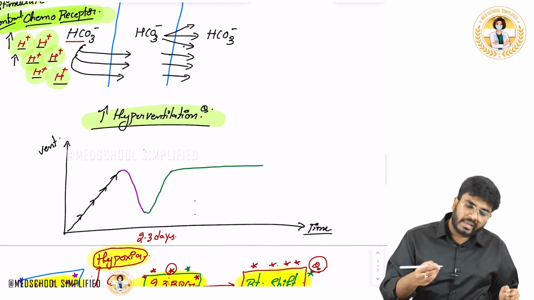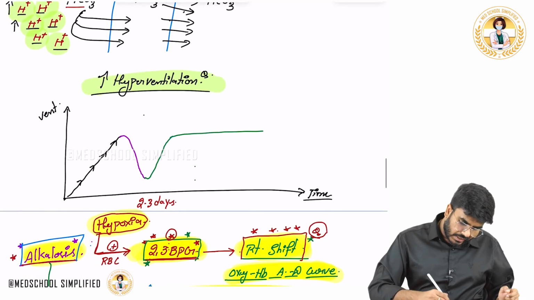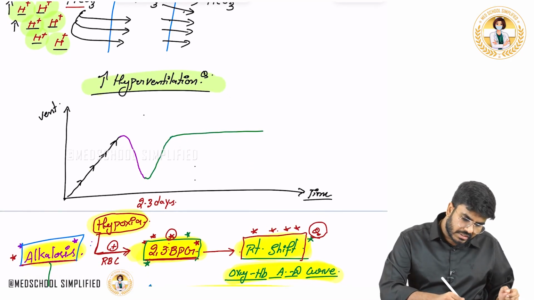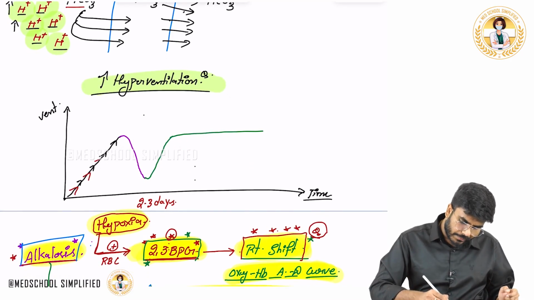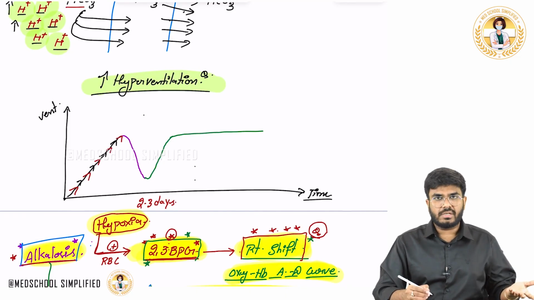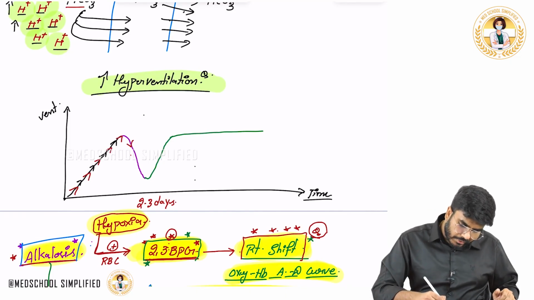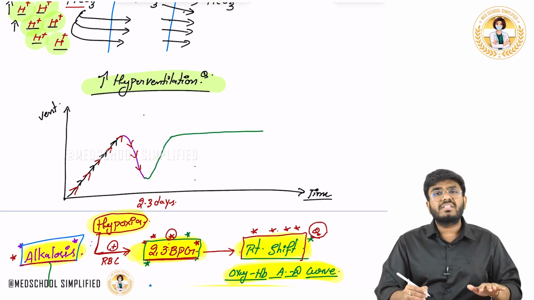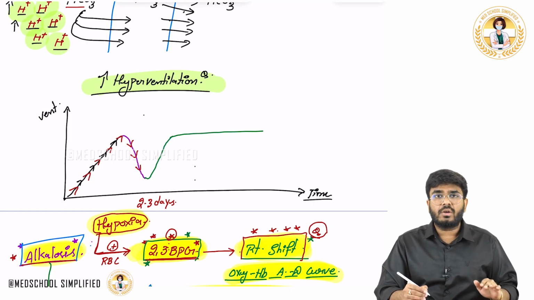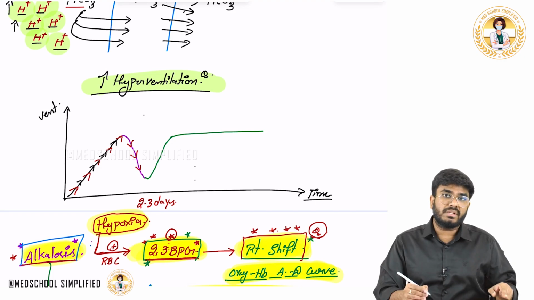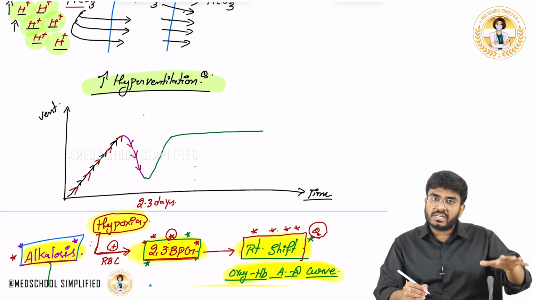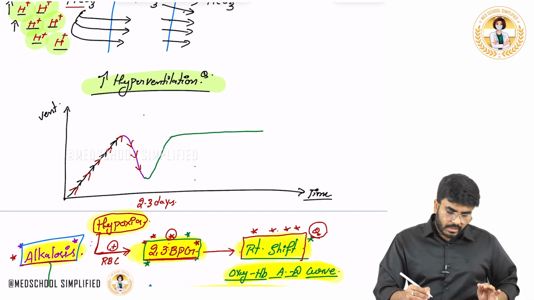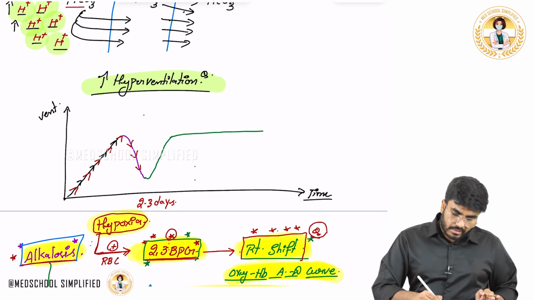Next, if you are living in high altitudes, initially your ventilation is going to be more: hyperventilation. Later, that ventilation is going to decrease, because of the respiratory alkalosis. Alkalosis is an inhibitor of chemoreceptors. When the chemoreceptors are inhibited, ventilation comes down.